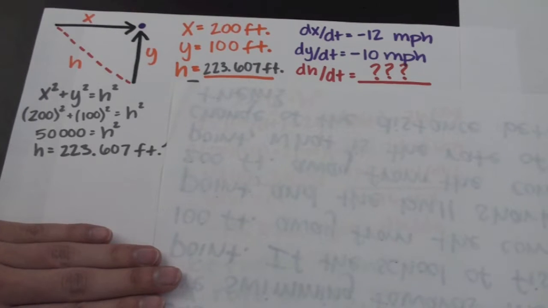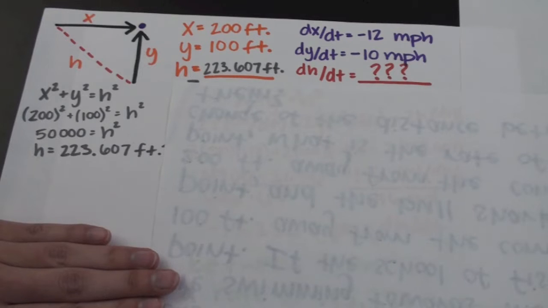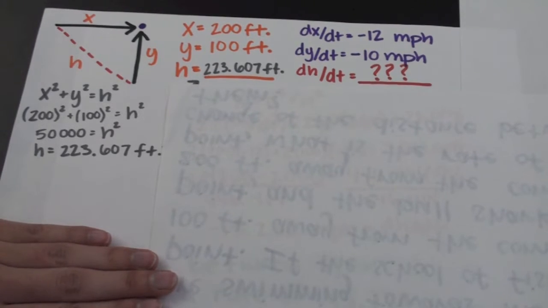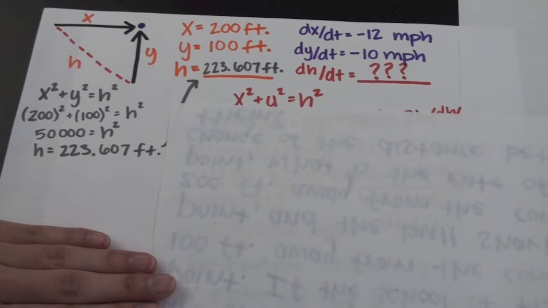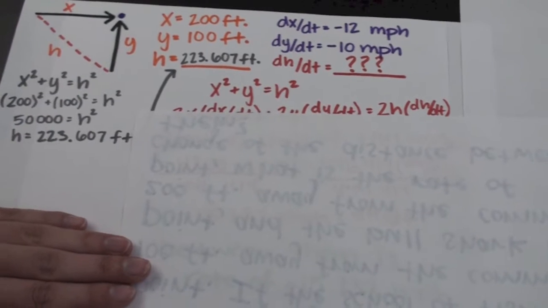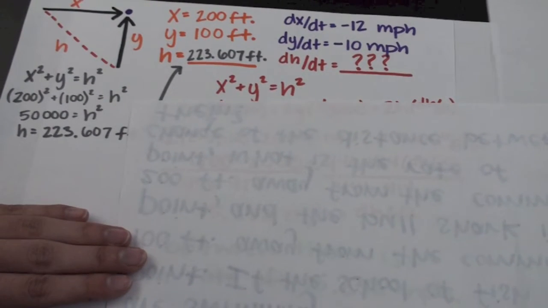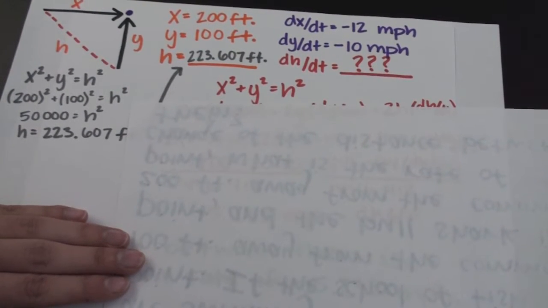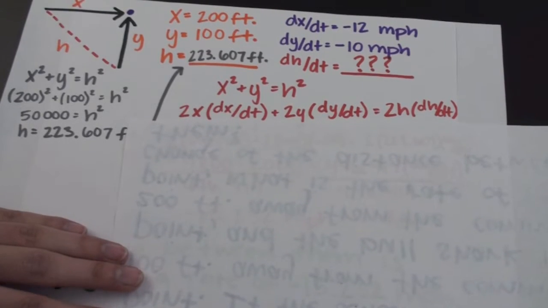dh over dt is the rate of change of h, or the rate of change of the distance between the bull shark and the school of fish. This is what we are looking for. Now we differentiate both sides of the Pythagorean theorem equation with respect to time. This will include x, y, h, as well as dx over dt, dy over dt, and dh over dt.